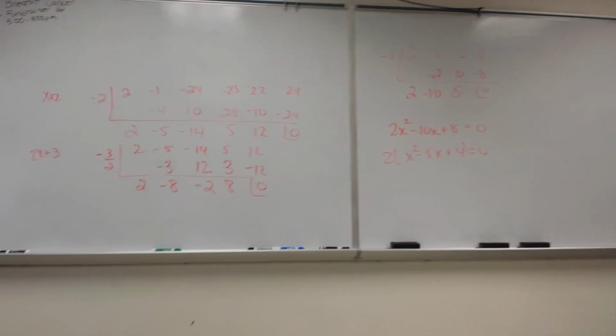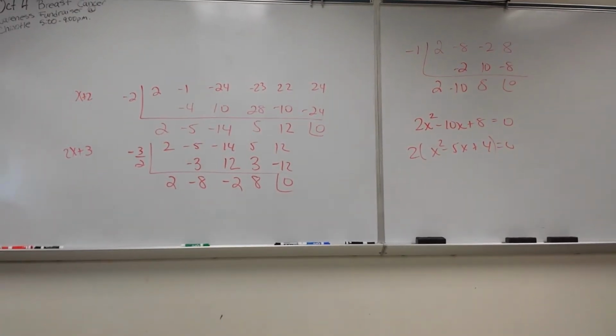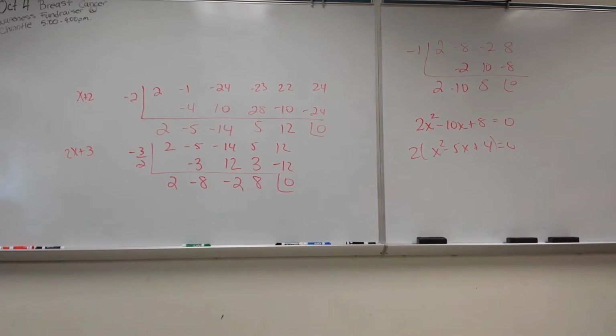So what do we got? X minus 1 and X minus 4. And so he just wanted me to do it. And now you know all the factors, right? Yeah.